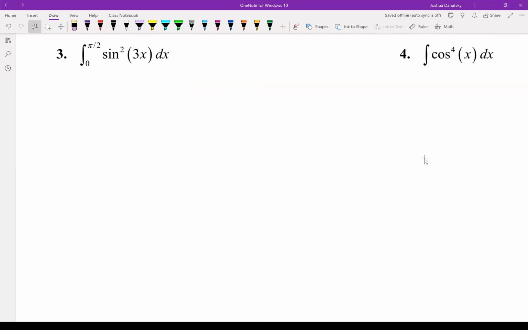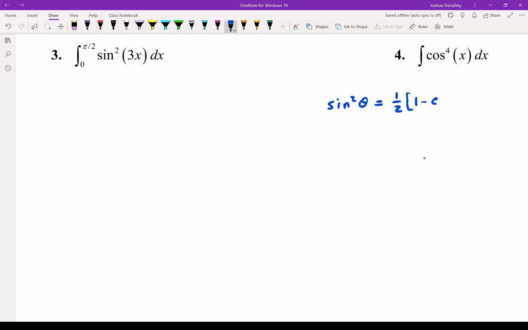So here you'll notice that we have a sine to a second power, right? We have an even power, and we're going to use one of the identities that we saw above, namely this one. This is called a power reduction formula, and it's going to give us an integrand where we have cosine to the first power, which we can integrate pretty easily.